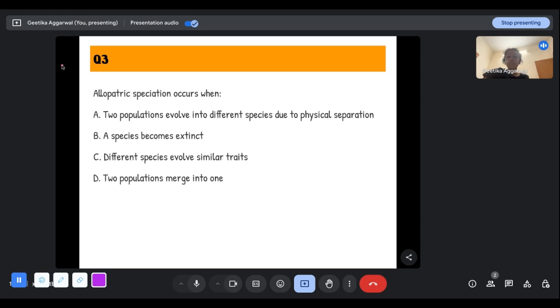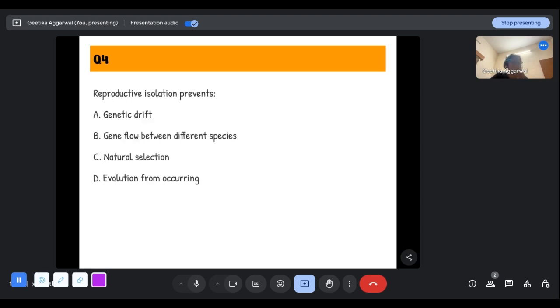Now, allopatric speciation occurs when two populations evolve into different species due to physical separation. A species becomes extinct. Different species evolve similar traits. Two populations merge into one. So, when is allopatric speciation thought to occur? The correct answer to this question is when two populations evolve into different species due to physical separation. That is allopatric speciation, as we've already discussed. I just gave you the answer in the previous question.